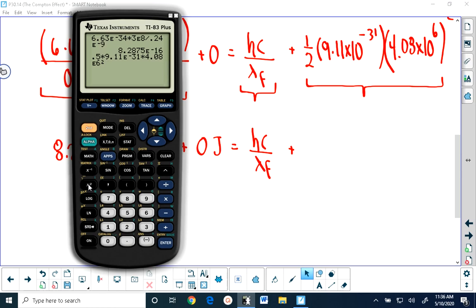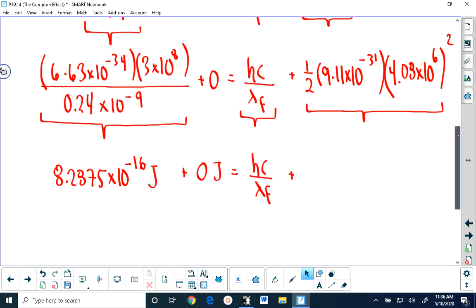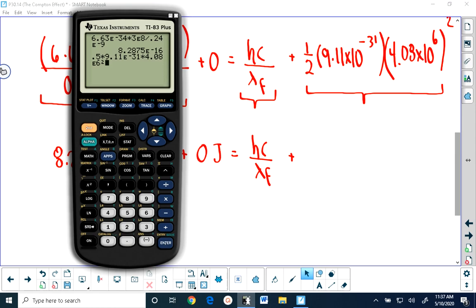So we have 0.5 times the mass of the electron times the speed of the electron. Don't forget to square it. There's a squared on the speed here that's just hidden from view, which gives us 7.58 multiplied by 10 to the negative 18 joules.